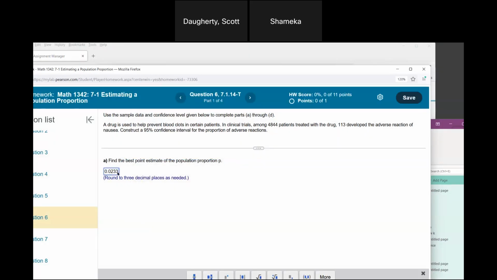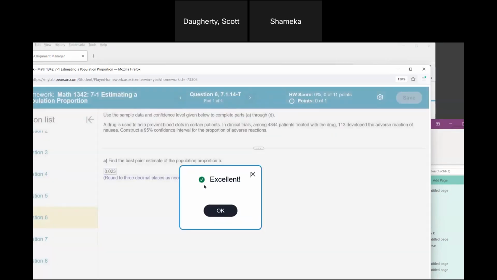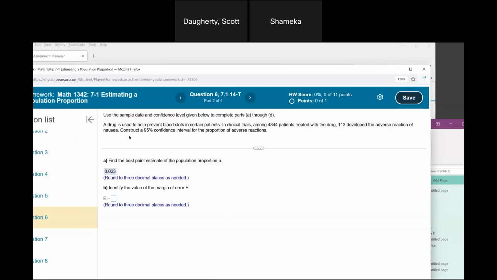Rounded to 3 decimals, sorry. So part B, they want us to find the margin of error, but they want us to construct a 95% confidence interval instead of just the point estimate.